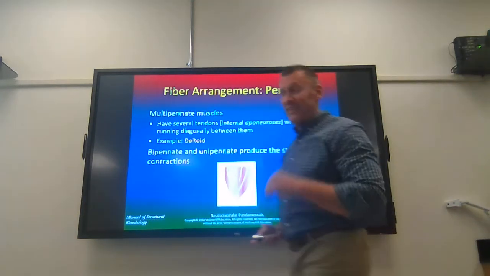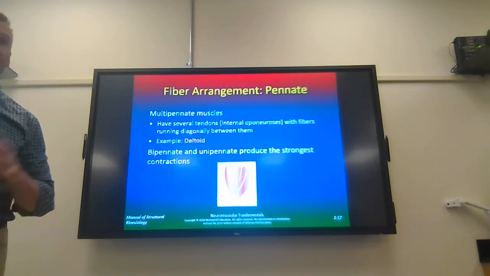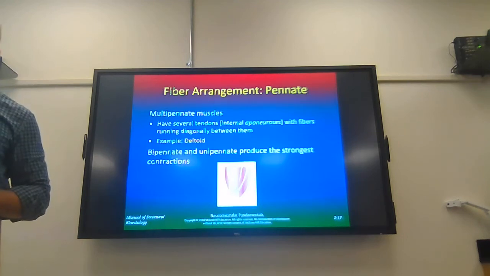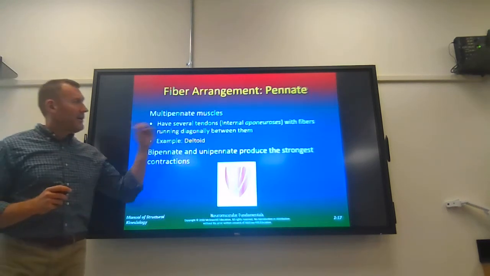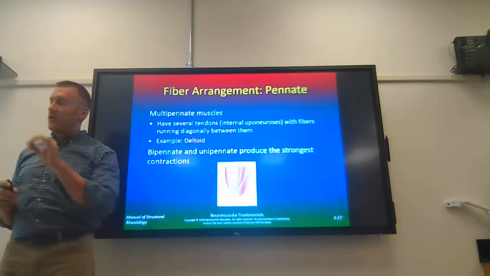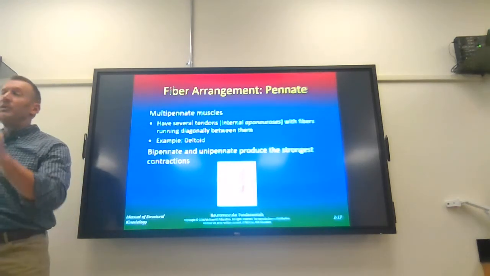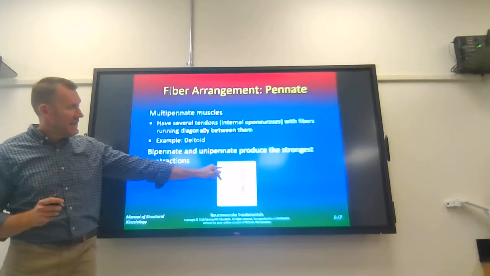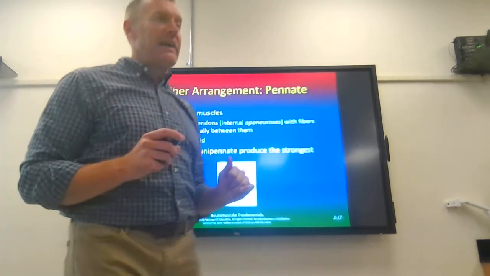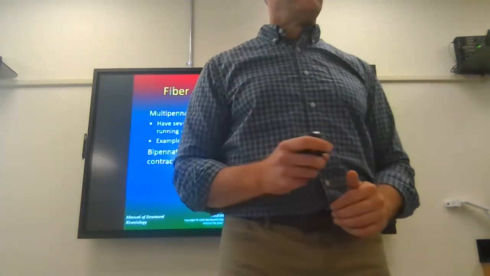Okay, multipennate. Love multipennate muscles because there's lots of different fibers oriented in all sorts of directions. The deltoid is a great example where you've got these internal tendons. What's the formal term for internal tendons? Aponeuroses. Aponeuroses, these internal tendons. So the deltoid has fibers that run in lots of different directions.